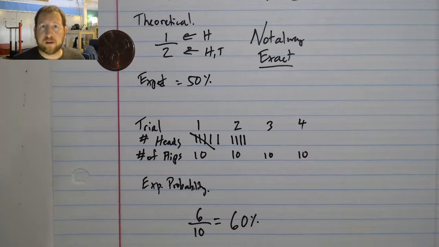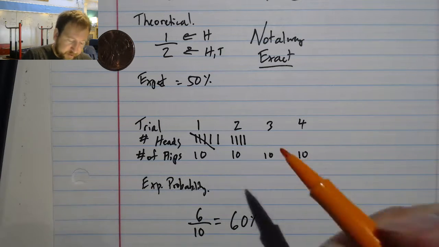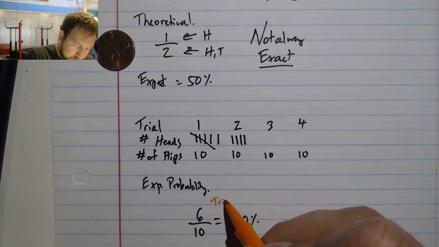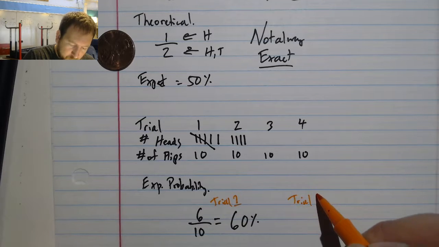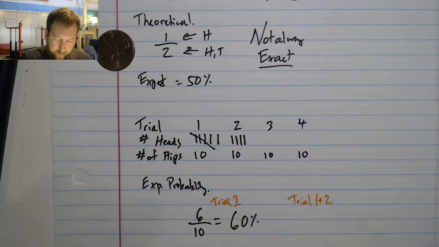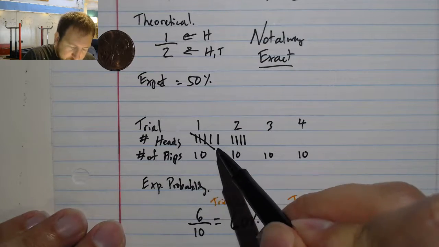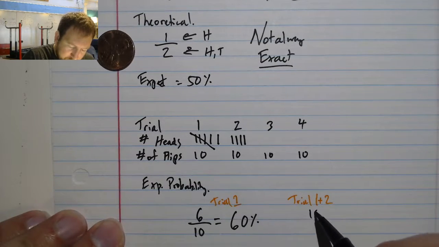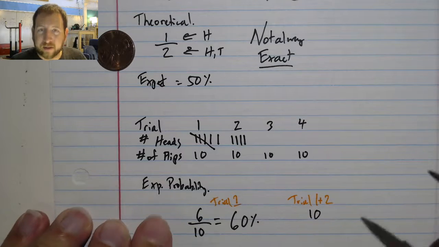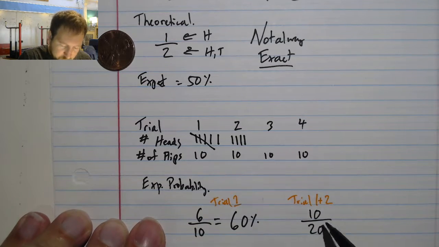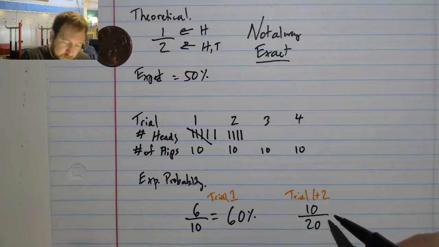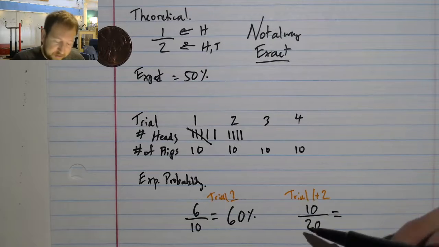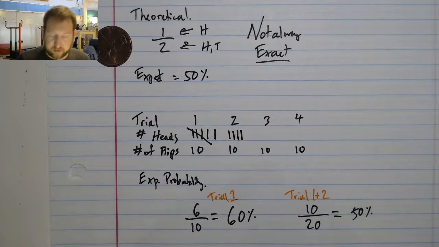Okay, so now what I can do is add up both of these. So this would be trial 1 and 2. In this case, I can add up my total amount. I have 10 total heads that I was looking for over 20 total flips because I added up both of these together. I can write this as a percentage, and I know this is exactly half, so this is 50% exactly, which is pretty lucky to get it so quickly.